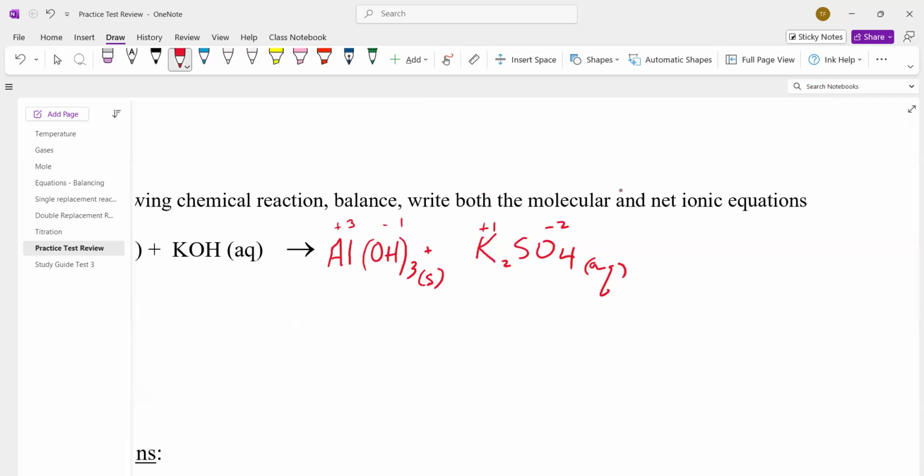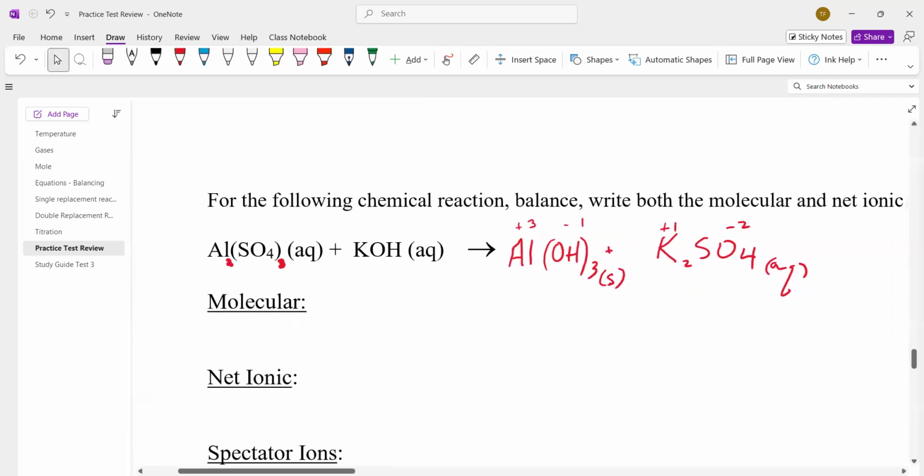Okay, next question. Is this thing balanced? Okay, well, let's see here. We have one aluminum, two aluminums, not balanced. So the aluminum, sulfates, potassium, and OHs. Okay, so we have two aluminums. We have one OH over here, 6 over here. Let's put a 6 there and make that a 6.